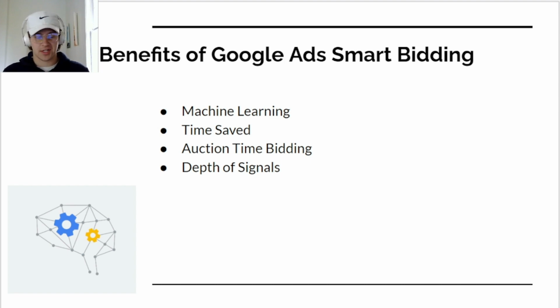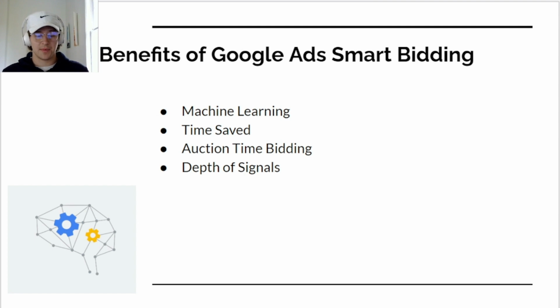Number three is going to be auction time bidding. Google's bidding algorithm is really tailored towards each user's unique context, using those relevant signals that are present at each auction time. So Google can, in less than a second when the auction is happening, determine what leads, what clicks are really highly valuable and are going to result in your ultimate goal, your ultimate marketing focus.